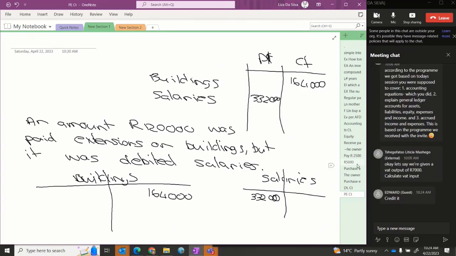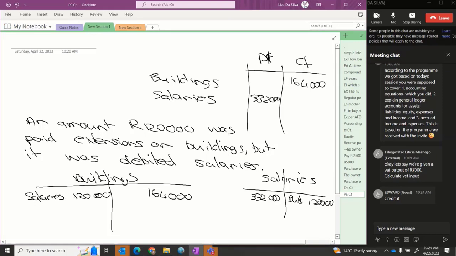Okay, so the salary account, you're obviously going to credit with 120,000. Oh, no, I don't have enough zeros there. 120,000. And you're taking it to the buildings account. Can you see that? Because you have to take 120,000 out of the salaries account and put it in the correct account, which is the buildings account. So it looks like the buildings is paying salaries, but it's actually not. It's just that you have to reverse a wrong transaction.